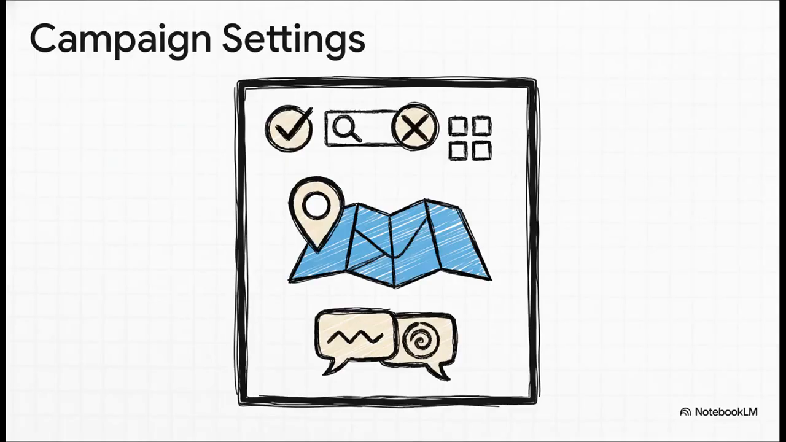Here's a quick but super important checklist for your settings. First, under networks, you're going to uncheck the display network. Trust me on this. You want your ads showing up on Google search where people are actively looking, not on some random website. This keeps your budget focused. Then, of course, set your specific location and the languages your customers actually speak.